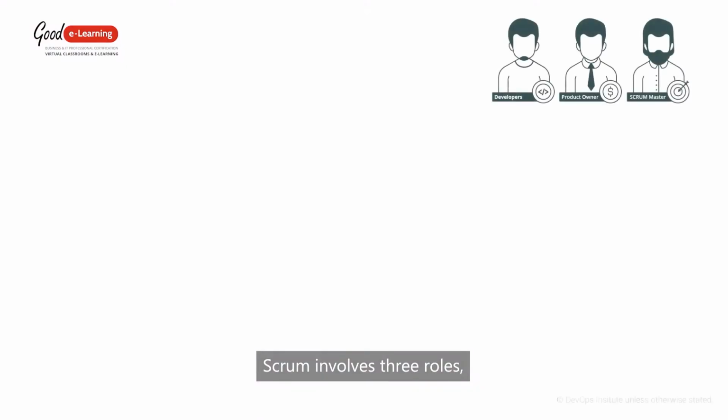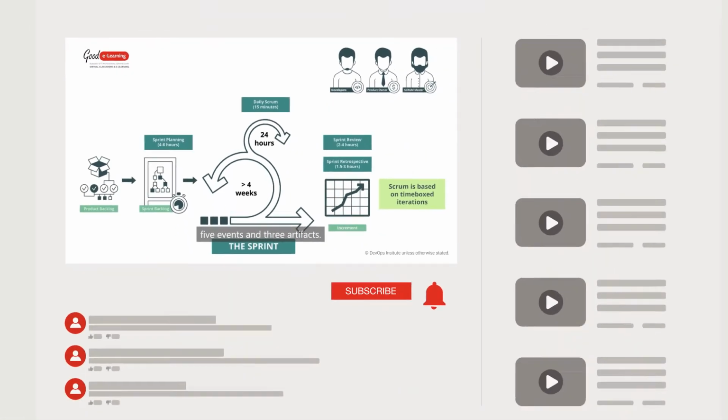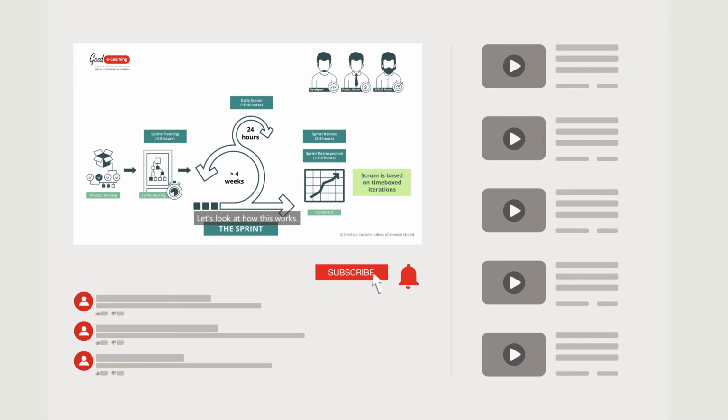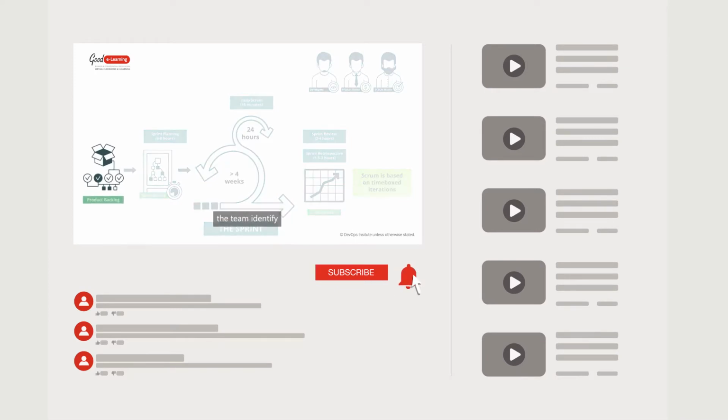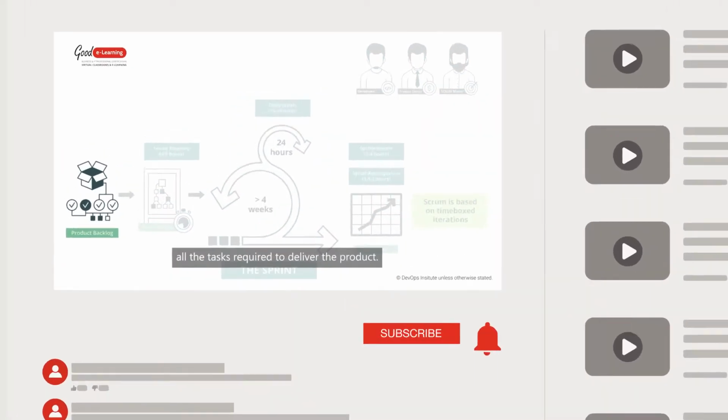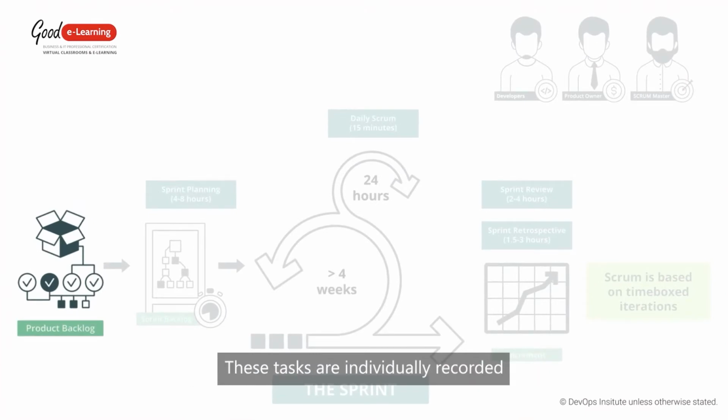Scrum involves 3 roles, 5 events, and 3 artifacts. Let's look at how this works. First, the team identify all the tasks required to deliver the product. These tasks are individually recorded and become the product backlog.